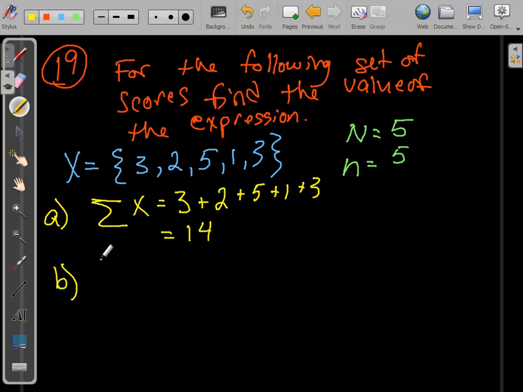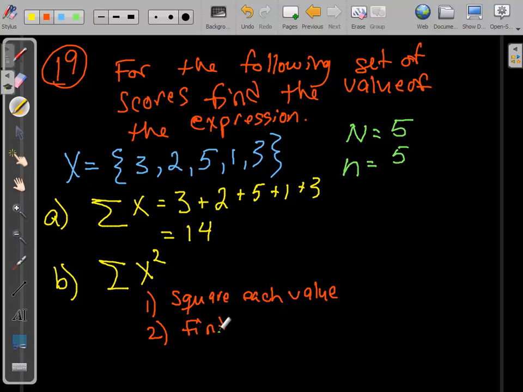Everything's shifted now by 1. If we have the sum of x squared, going back to the order of operations, this is telling us the very first thing we would do, and I'll maybe write it as the first step, we're going to square each value. After we squared each value, then we will find the sum. So in other words, we can make the list for x squared.